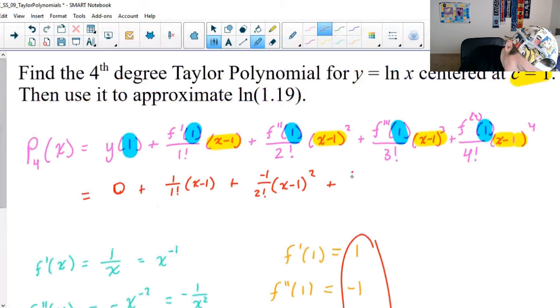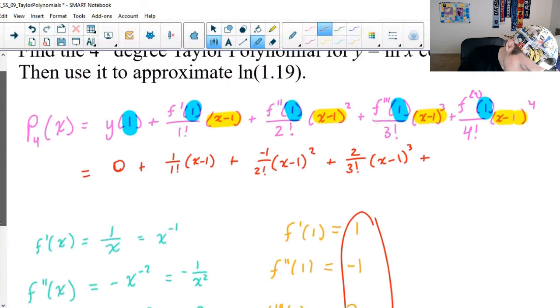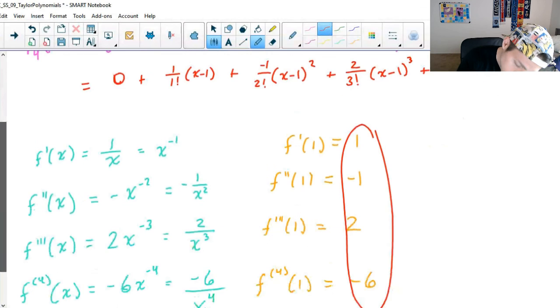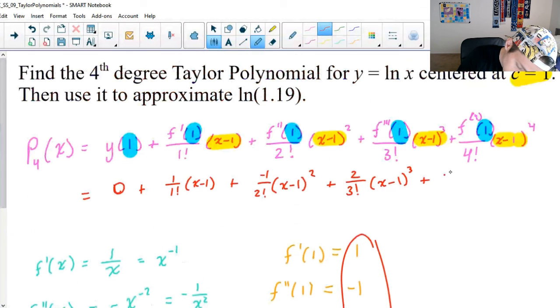positive 2 over 3 factorial times x minus 1 cubed, plus, or wait, yes, plus negative 6 over 4 factorial times x minus 1 to the fourth.